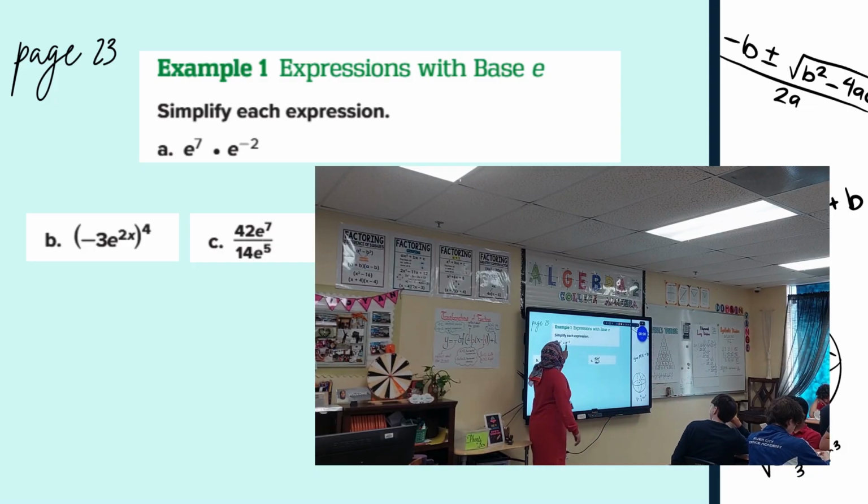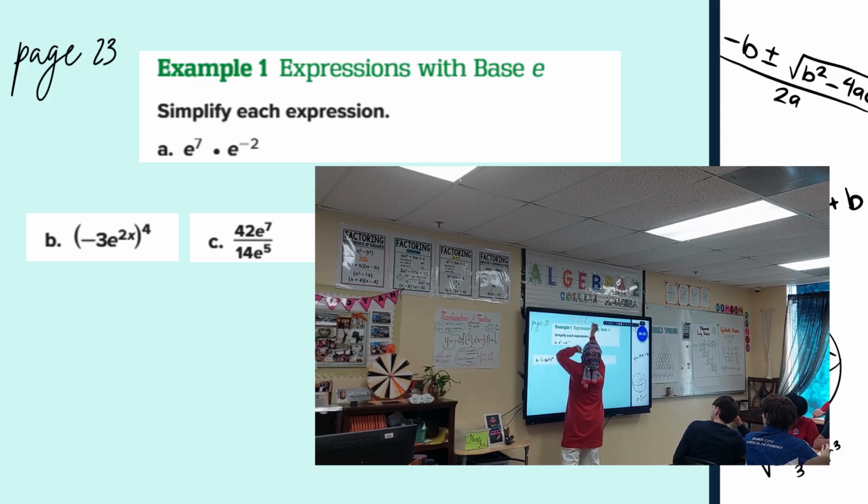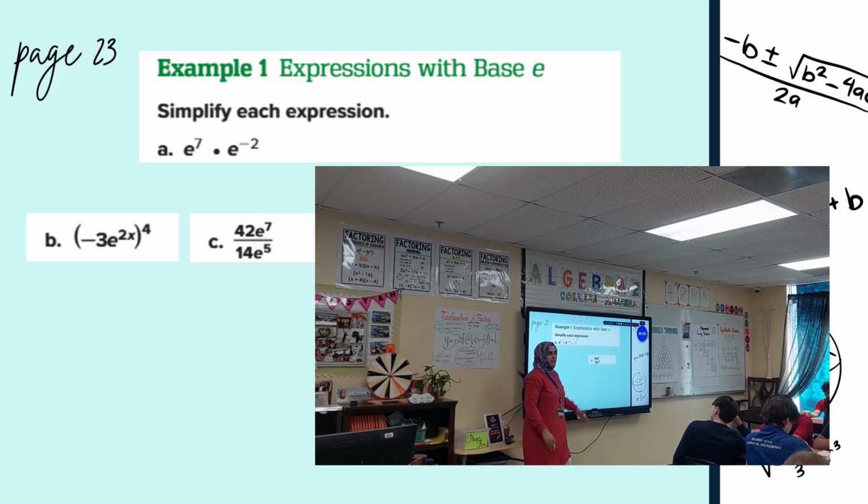e to the power of 7 times e to the power of -2. Not the exact value of it, just simplify it. It looks like if it gives you x to the power of 7 and x to the power of -2. What is it? Yeah, x to the 5th. But what is it? e to the 5th. So we are going to add the powers. That's it. If it asks the exact value, you can calculate it by using your calculator.